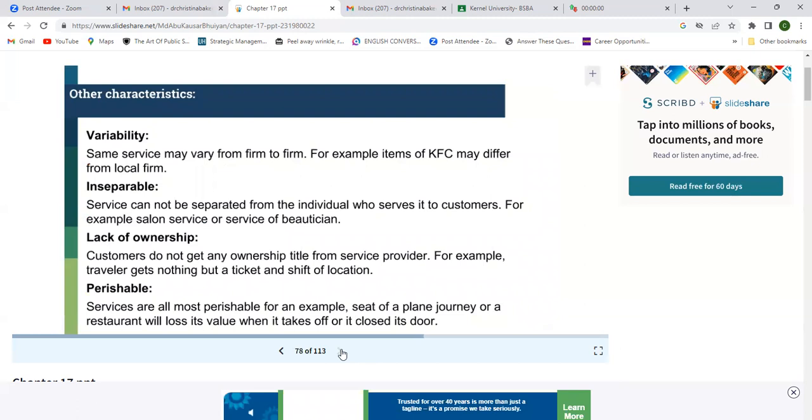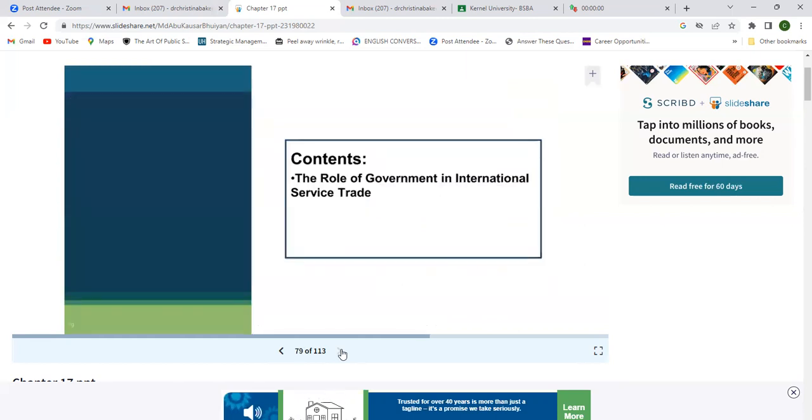Variability. The same service may vary from firm to firm. For example, items at KFC may differ from a local firm. Inseparable. Service cannot be separated from the individual service of customers. For example, salon service or the service of a beautician. Lack of ownership. Customers don't get any ownership title from the service provider. For example, a traveler gets nothing from a ticket except a shift in location. Perishable. Services are perishable. For example, a seat on a plane or a table in a restaurant loses its value when the plane takes off or the restaurant closes its door.